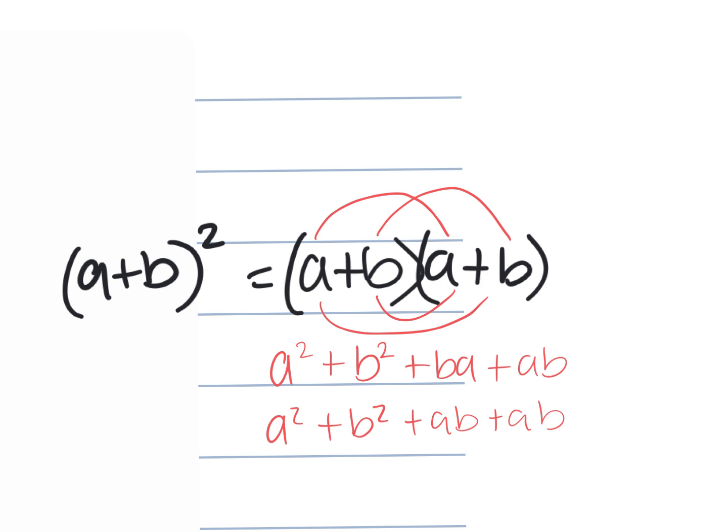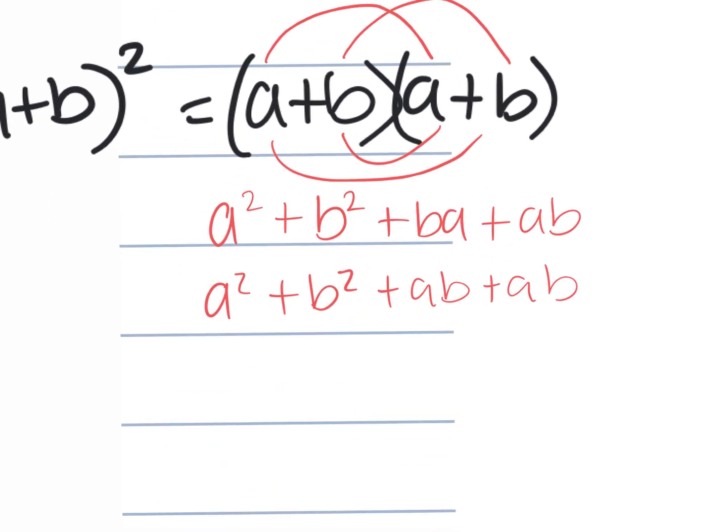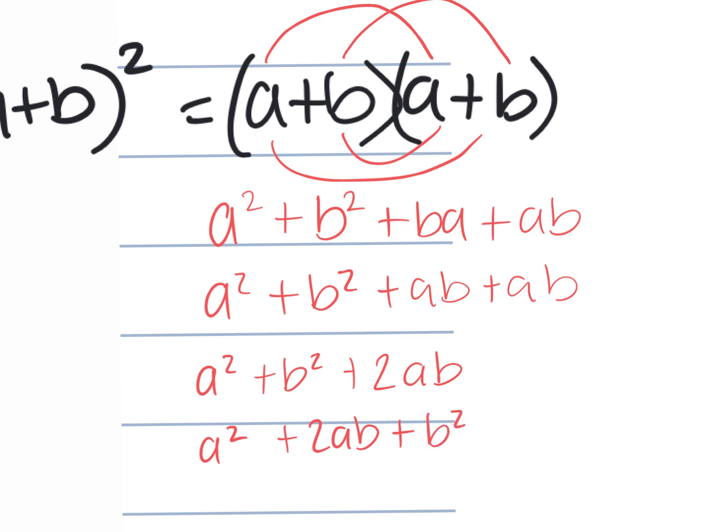Now, let's combine like terms. What are my like terms here? AB and AB. So what's 1AB plus 1AB? 2AB. So it's a squared plus b squared plus 2ab. So this is where this formula is derived from. Now, they put the 2ab in the middle. So let's just rewrite it. It's going to be a squared plus 2ab plus b squared. This is how they write the formula, okay?